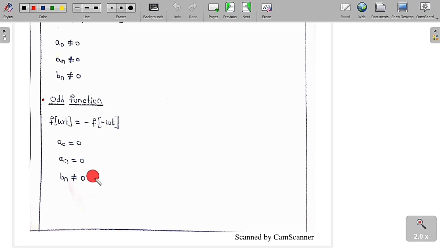So simply we can say that in an odd function only sine terms are going to be present, whereas in an even function only cos terms are going to be present along with a DC signal. So listen carefully. If the function is an even function, the DC signal and the cos terms are going to be present, whereas if the function is an odd function, then only sine terms are going to be present.